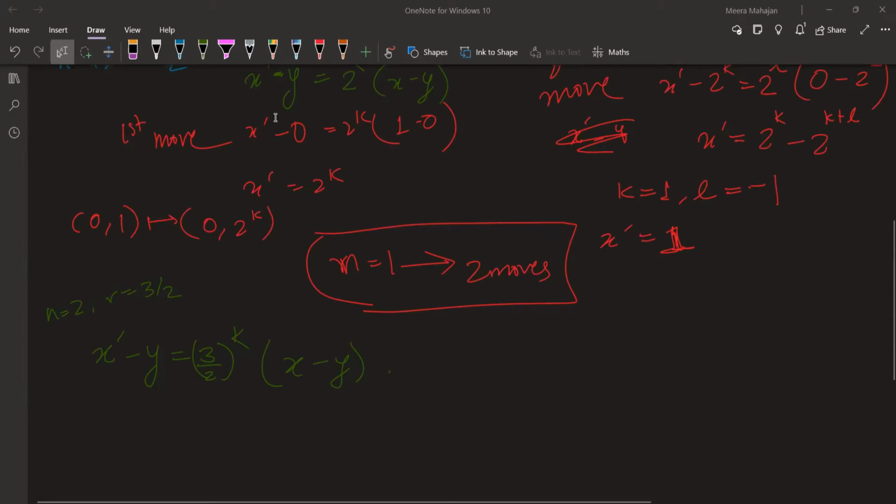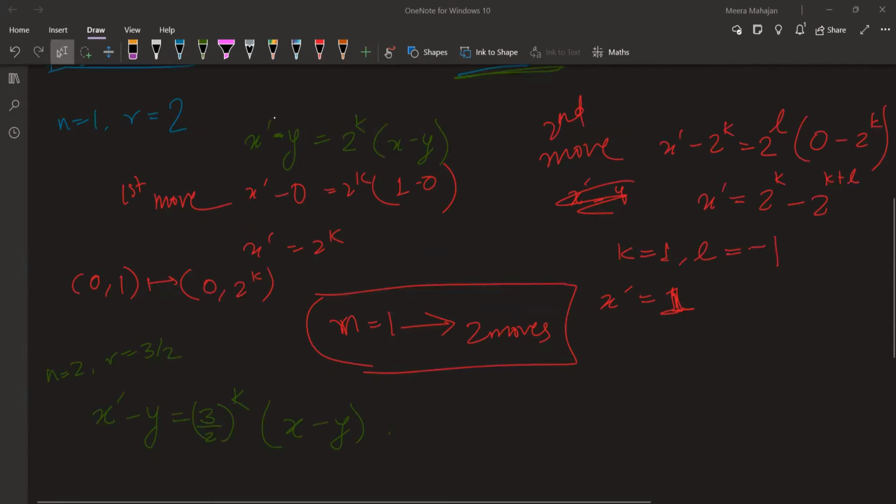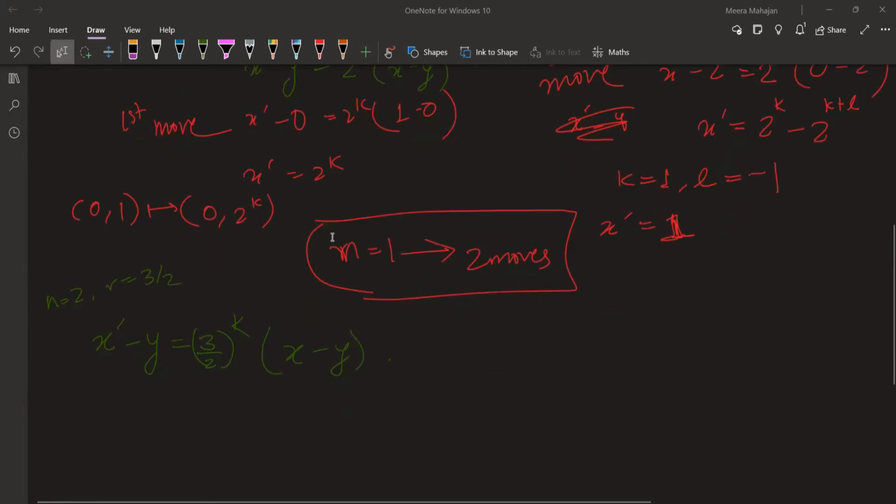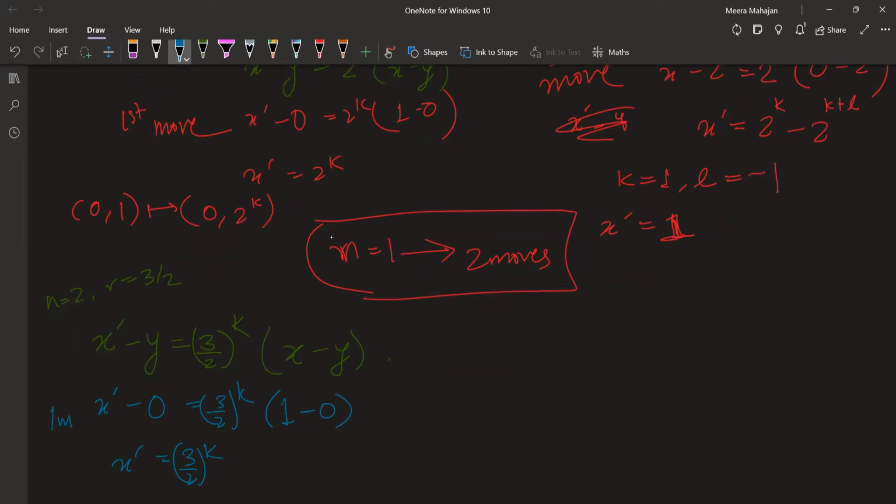So I think when I was saying that during the first move we are trying to move the blue bead, if we try to move the red bead, I think I said we get negative, which is wrong, but we'll see later. Okay, so here again, let us try to move the blue bead. You have x prime minus 0 is 3 over 2 to the power k times 1 minus 0. And hence you get x prime is 3 over 2 to the power k after one move.